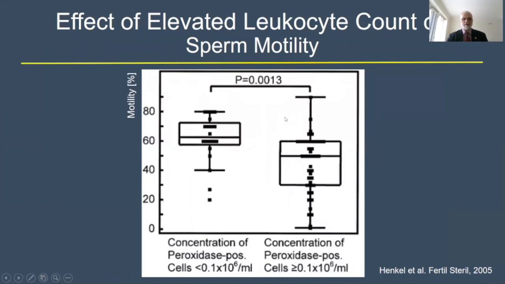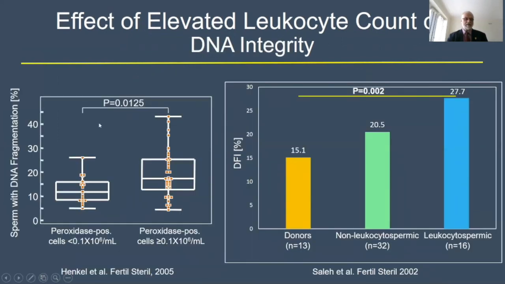This elevated level of leukocytes also has a significant effect on sperm motility. So motility goes down in semen samples that contain higher numbers of leukocytes. As well, in this study, the amount of DNA damage increases significantly with elevated numbers of leukocytes. And in leukocytospermic patients, it's also significantly higher in this other study by Saleh et al.